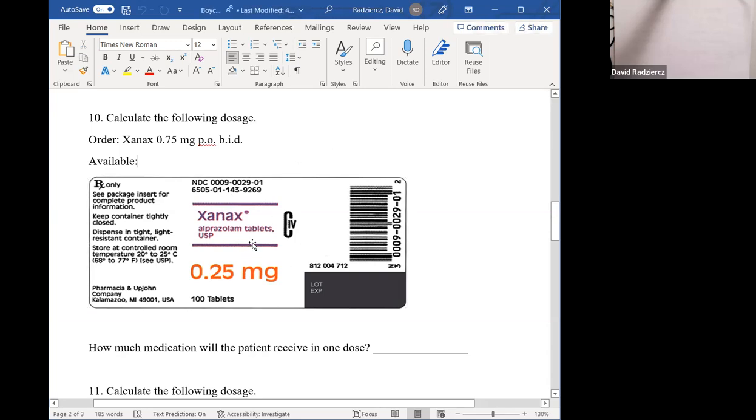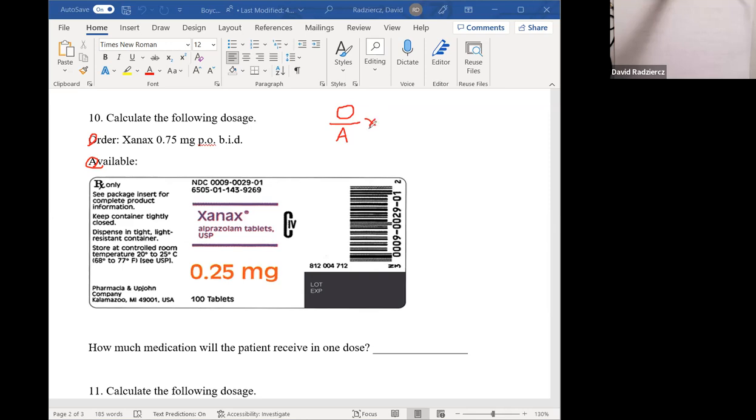And for today, for these types of medications, I'll do what's called the order over have, or the order over available methodology. So what that means is you take what you have as your order. I'm just going to abbreviate that O. So here's order over the available, so O over A.